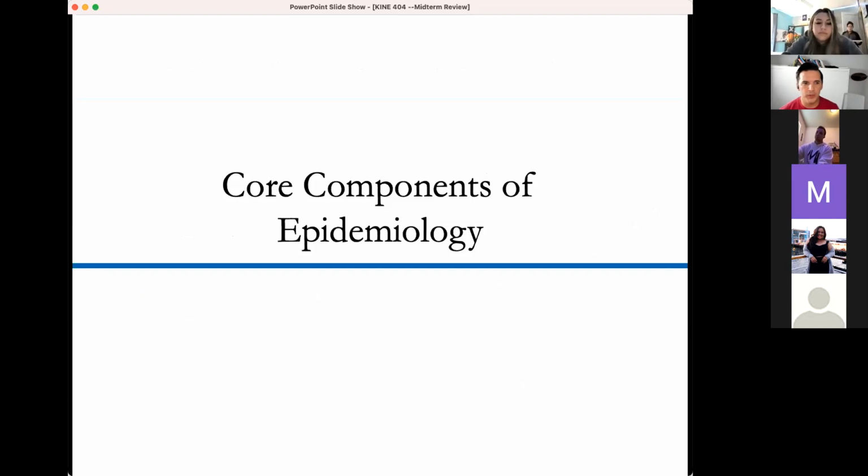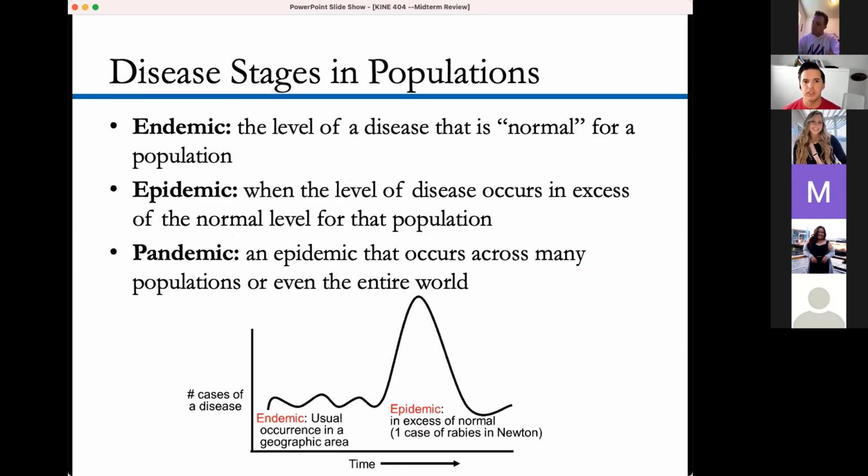And then those core components of epidemiology, you need to know what is endemic. Endemic means that's that normal state of disease. So meaning that the disease exists in the population. It regularly spreads at a certain rate every year. Endemic can move, and endemic can also mean that it doesn't exist, right? So the disease is not endemic in that population.